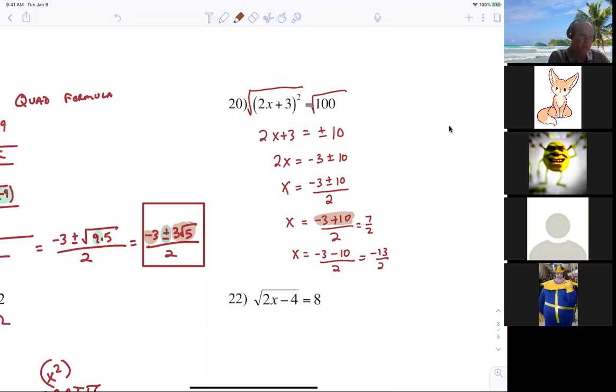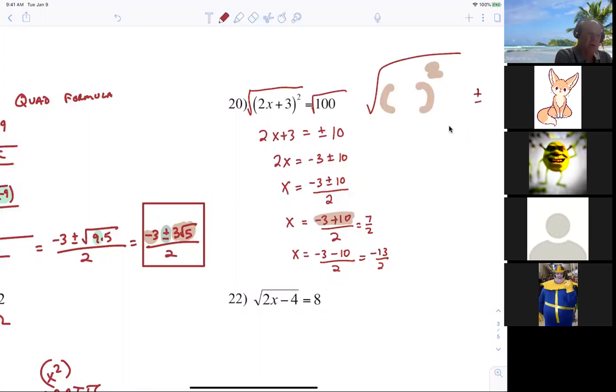Mr. Stroud, yes, sir. When do you use the plus or minus and when don't you use the plus or minus? Anytime you have a square term, all right, and you're going to take the square root, you always need plus or minus.